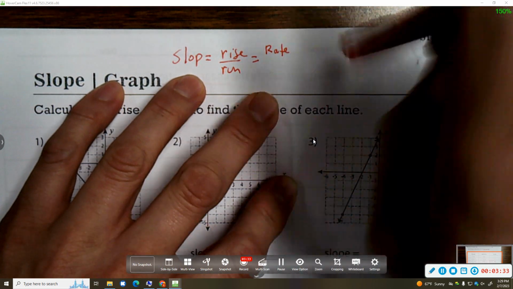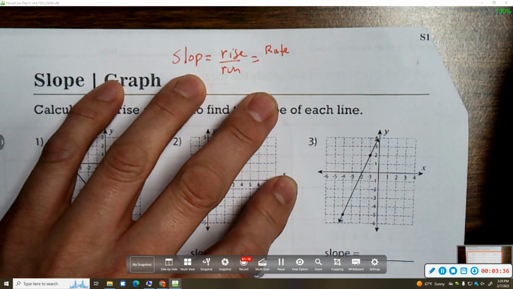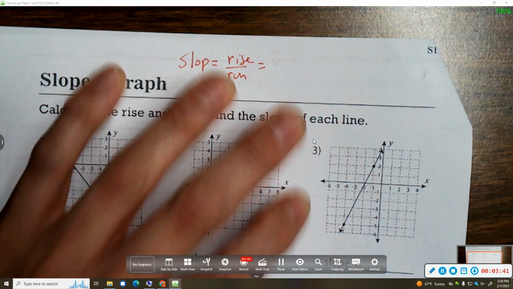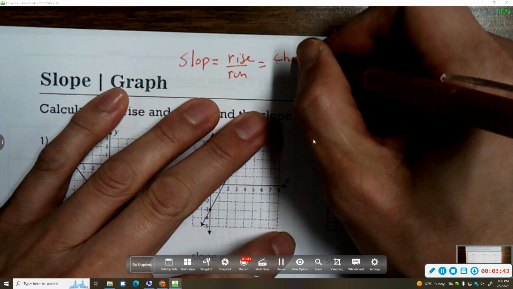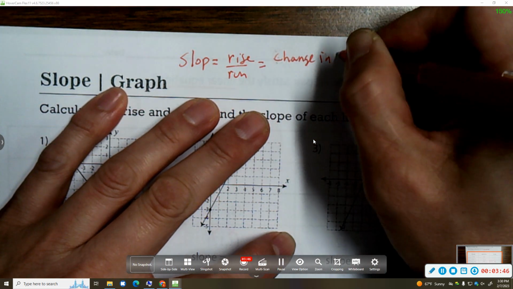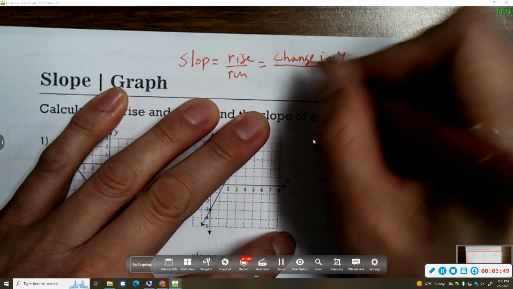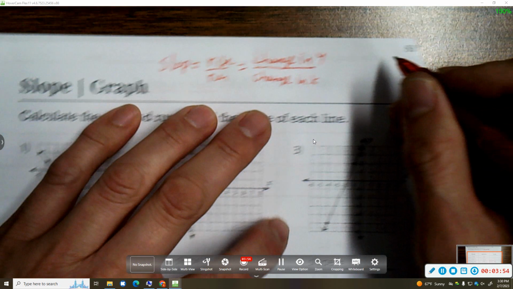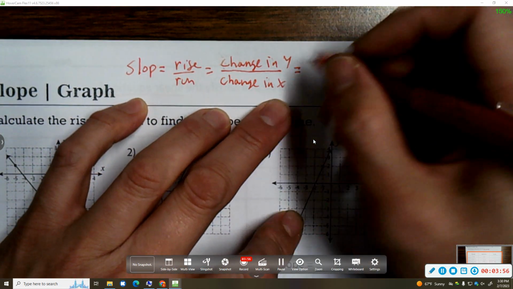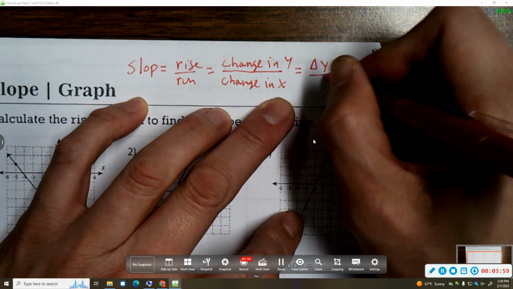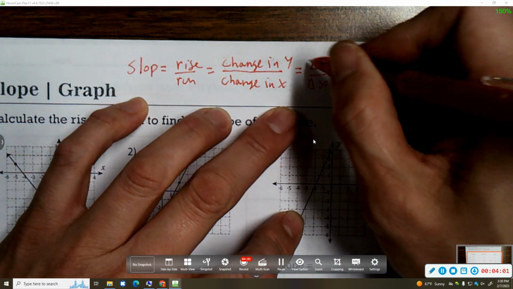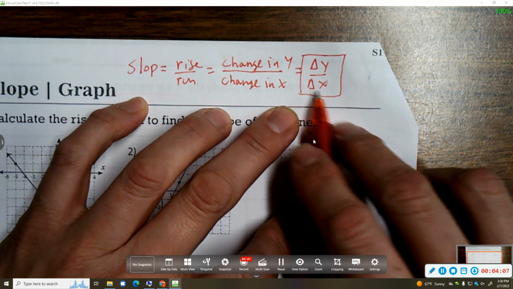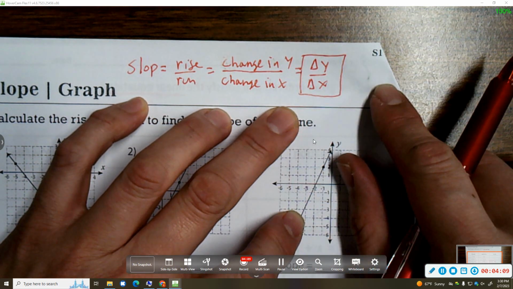That's actually called, let's see here, actually it's not called that. It's called change, my bad, change in y. And then your run is actually also known as change in x. And the faster way of writing change in y over change in x is a triangle y over a triangle x. So when you see this, you don't say triangle y, you say change in y and change in x. We're going to use this method a lot.